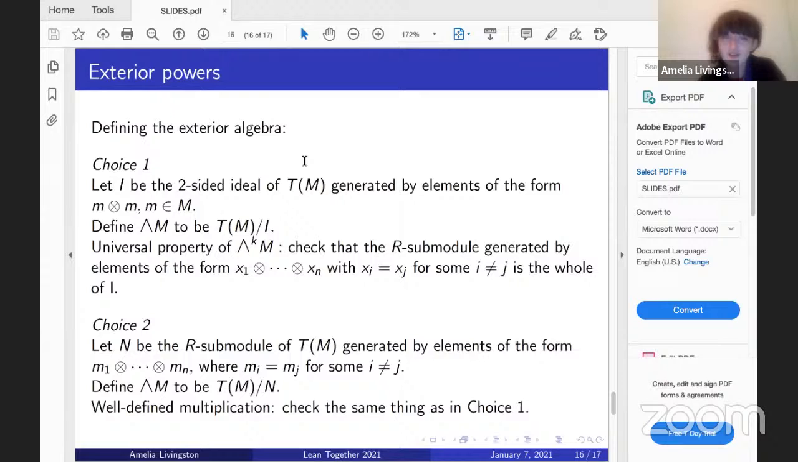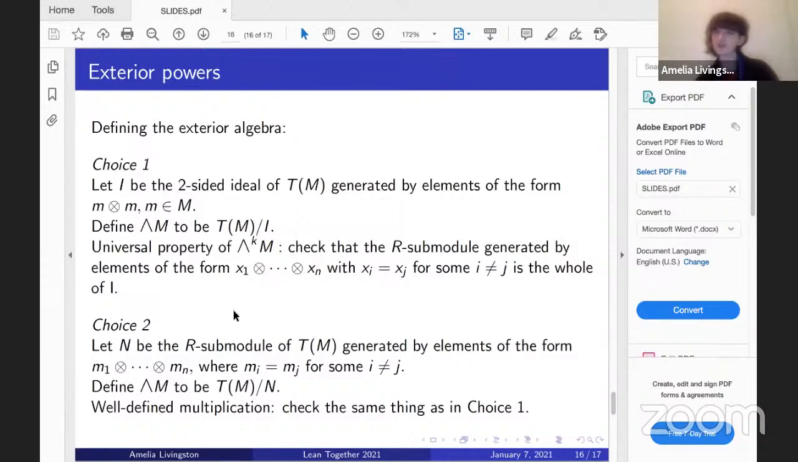So the first way is basically the quotient way of you quotient the tensor algebra by a 2-sided ideal generated by elements of M tensored with themselves. And this is a ring theoretic thing. So you keep all the information about multiplication, and the object you end up with is automatically an R algebra. But because the summands are just submodules, you sort of forget some information about them, and you have to do some work to prove the universal property of the exterior powers. And that work boils down to checking that your 2-sided ideal is actually the same as an R submodule generated by n-fold tensor products where some of the entries are the same.